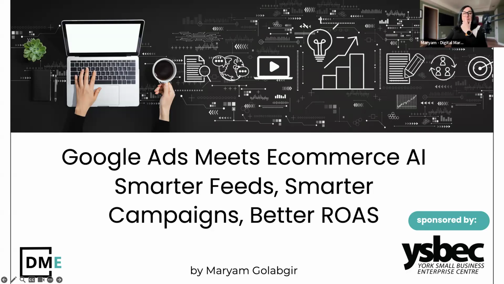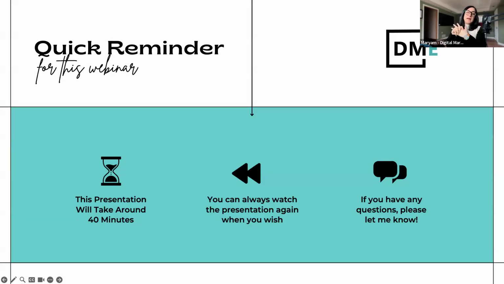Okay, so today we're gonna talk about Google Ads and how e-commerce AI allows you to do smarter feeds and smarter campaigns and get more return on your ad spend. This presentation is going to be about 40 minutes. I have it being recorded right now, and you are more than welcome to go through the discussions with me if you want to stop. And if you have any questions, you can either email it to me now or later on.